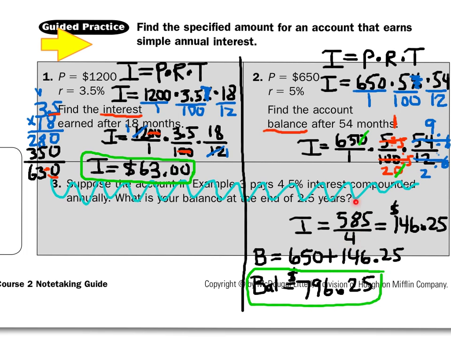Now this does not look like money, so you have to do the in and out and show your work. You can do that over here, all right? And then make sure you get $146.25. So that is my interest, but that's not what they wanted. They wanted the balance. So now to get the balance, you have to start with your principal, the amount of money you started with, and add the interest you earned. So that would be 650 plus the $146.25. So when you add that together, the balance in your account would be $796.25.